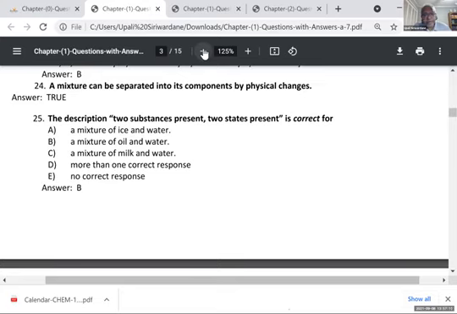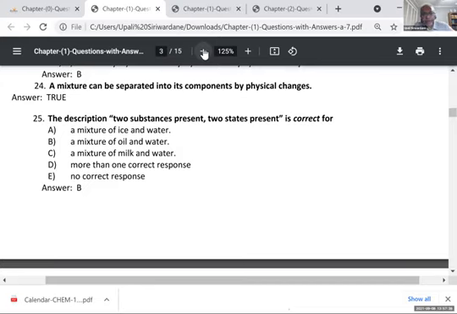That's not true. Mixture of oil and water: oil and water are different substances. Therefore, two substances are present. Two states, because oil and water don't mix. Therefore, two states. That's the answer.